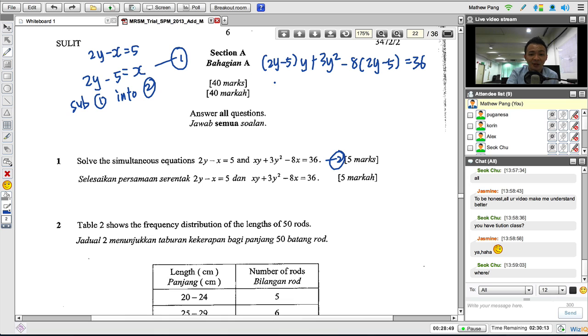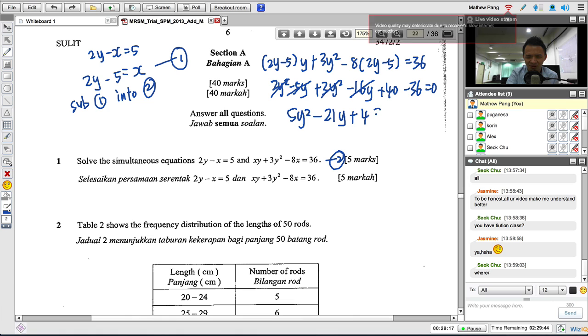I just solve this one. So this is 2y squared minus 5y plus 3y squared, and then we have minus 18y plus 40, and then minus 36 equals 0. Just add y squared and y squared: you have 5y squared over here. Then for y and y, you can solve, right? Minus 5y minus 16y is minus 21y. Then this one and this one you can solve. I think you will get plus 4 equals 0.